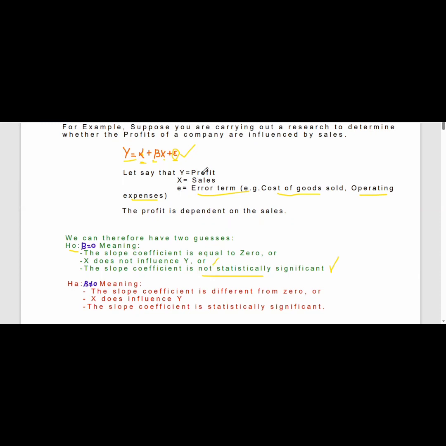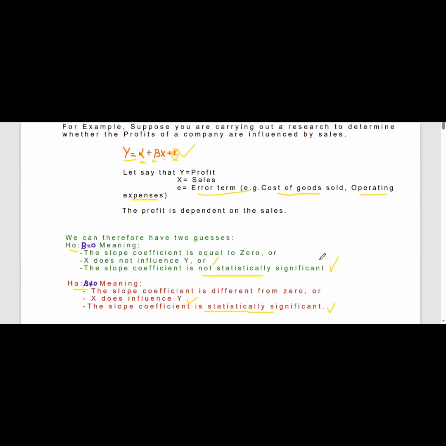If the sales does not influence the profit, that means there are other factors that may be influencing the profits in that company. The alternative hypothesis is denoted by HA, where the beta coefficient is not equal to 0. If the beta coefficient is not equal to 0, then we say that X does influence Y, that is, the sales influences the profits, or the slope coefficient is statistically significant.